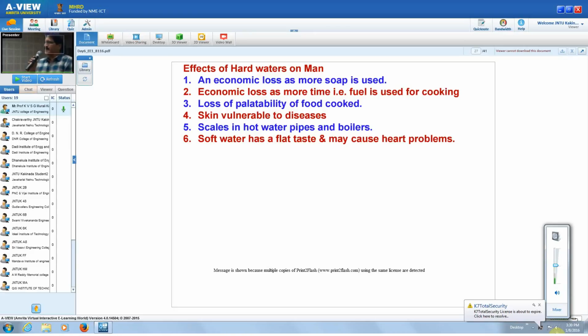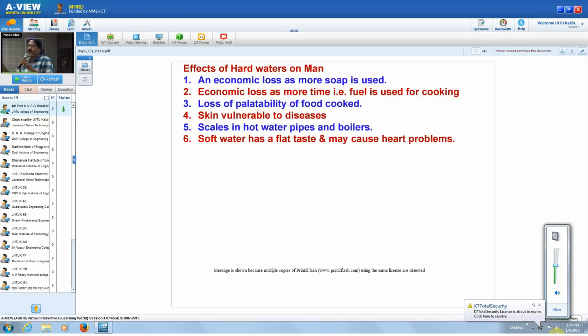And the third point, loss of palatability of food cooked. What is meant by palatability? You have already seen it. Taste, good taste. All the women of the world, your mothers, boys as well as girls, they all know one great eternal truth, that a good cook always cooks in sim position. Sim means slow, a very low flame. They take more time and very low heat. Then the food will be very tasty.